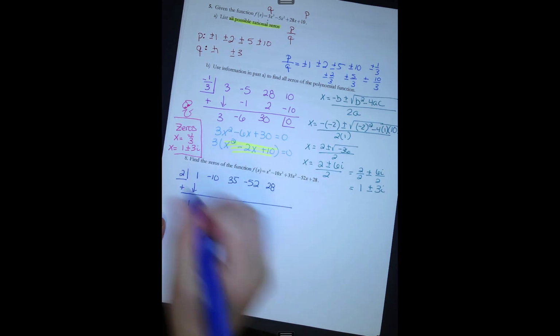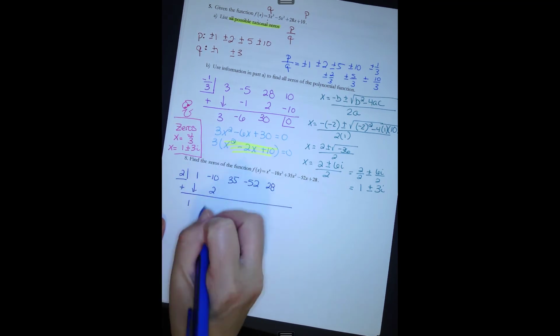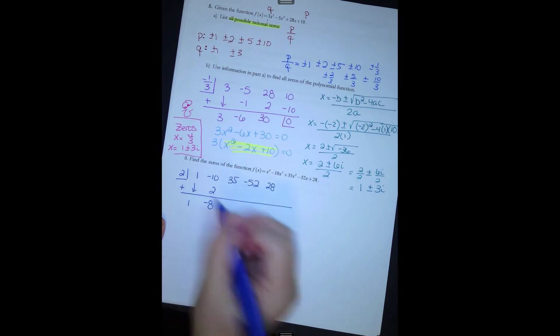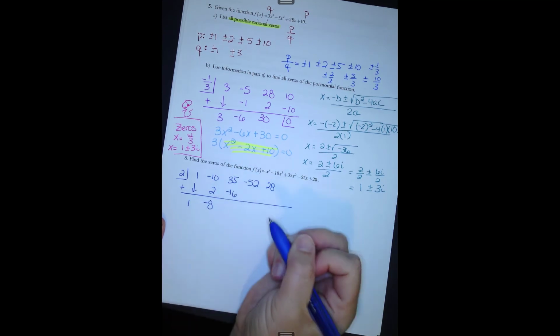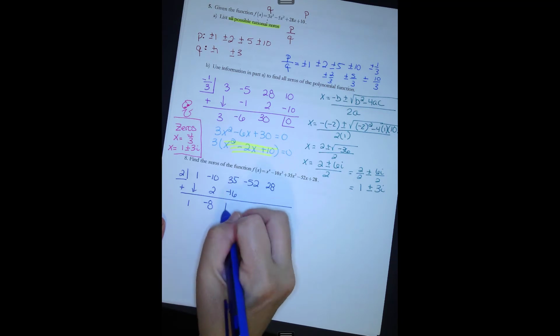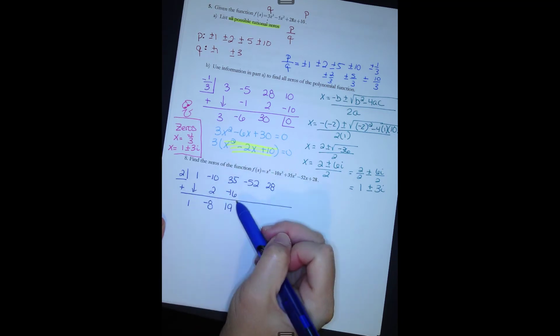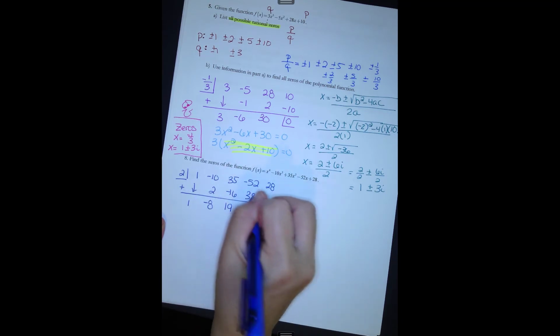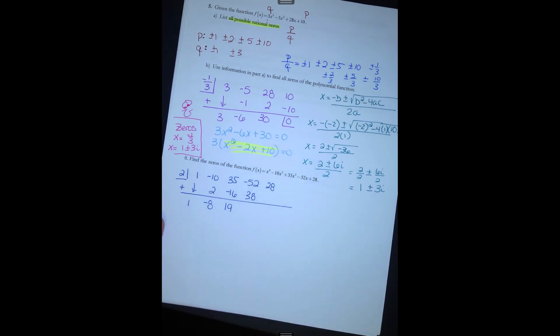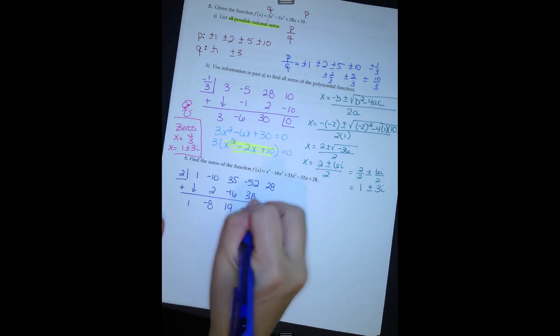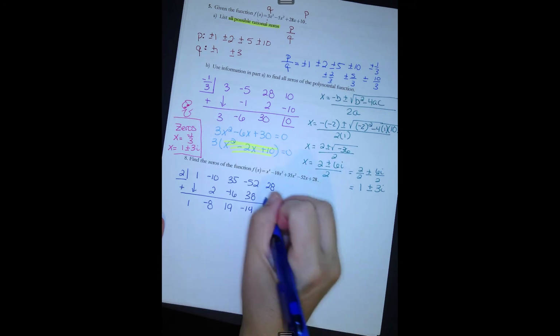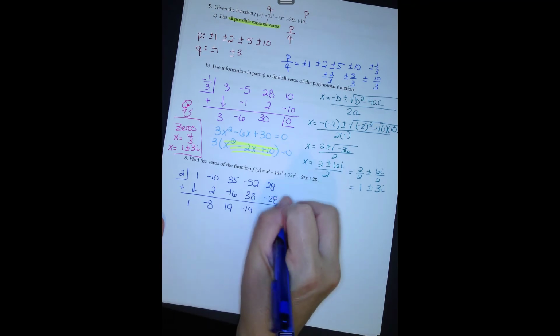and bring down our 1. So 2, -8, -16. Add those together to get 19. 2 times 19 is 38. -52 plus 38 is -14. And then here we have -28. And we have a remainder of 0.